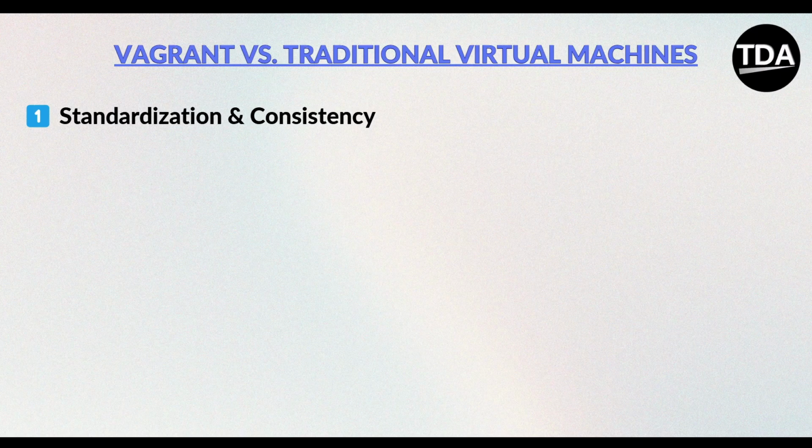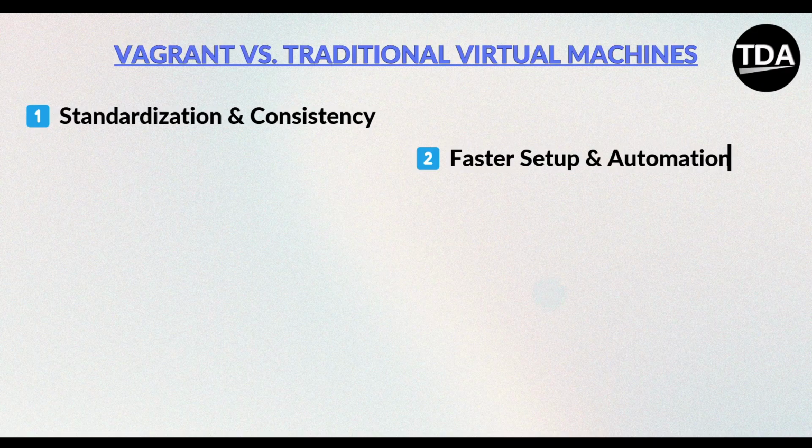Now comes the most important part. Why should you choose Vagrant over the traditional way of creating virtual machines? Let's break it down. First is standardization and consistency. Traditional virtual machines lead to configuration mismatches between developers. With Vagrant, you define everything in code, so no more "it works on my machine" issues. Faster setup and automation. Traditional virtual machines require manual operating system installation. With Vagrant, just run vagrant up, and you have a fully configured virtual machine in minutes. So this gives you the benefit of saving hours of setup time.